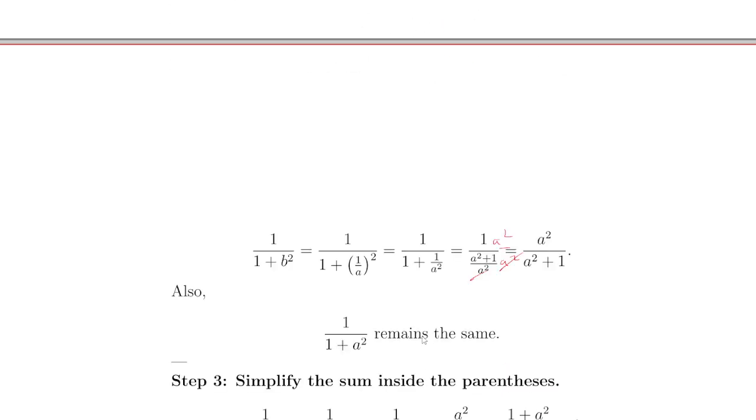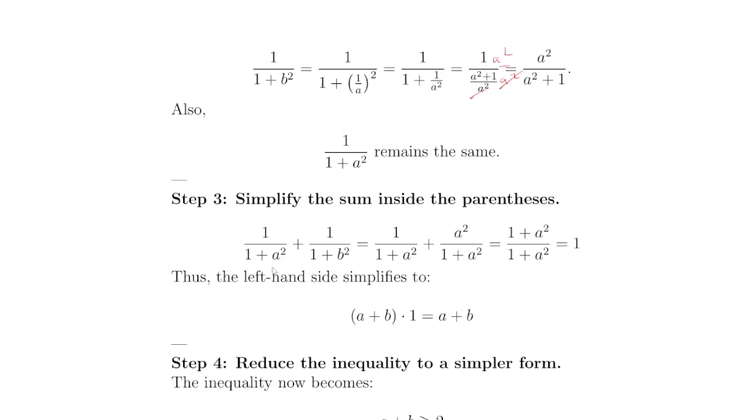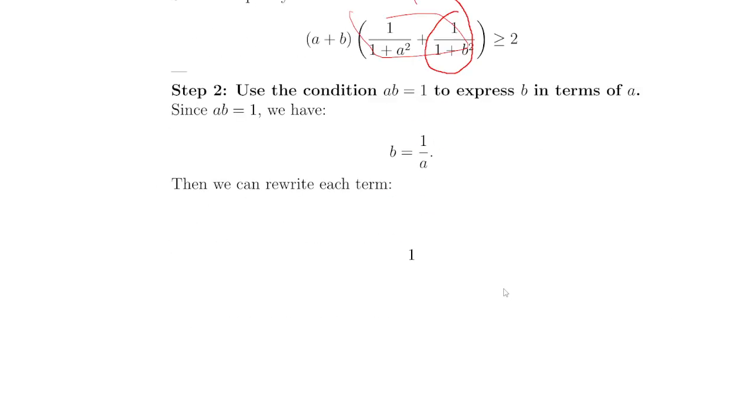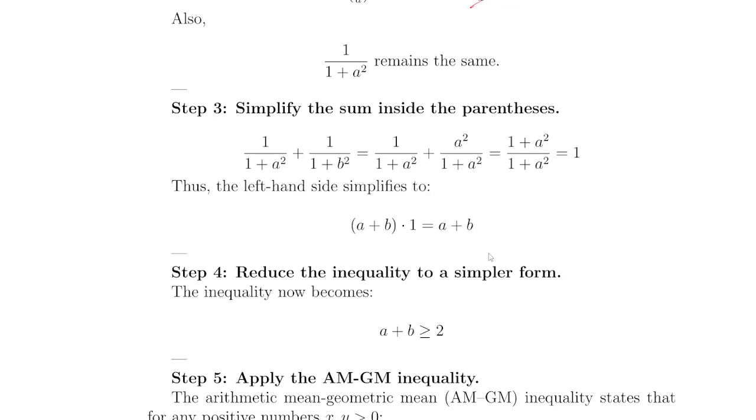So now in the parentheses, we have 1 over 1 plus a squared plus a squared over 1 plus a squared. Adding these up, we get 1 plus a squared over 1 plus a squared, which is just equal to 1. So this whole parentheses is just 1. So now what we have is a plus b is greater than or equal to 2. That's what we want to show.